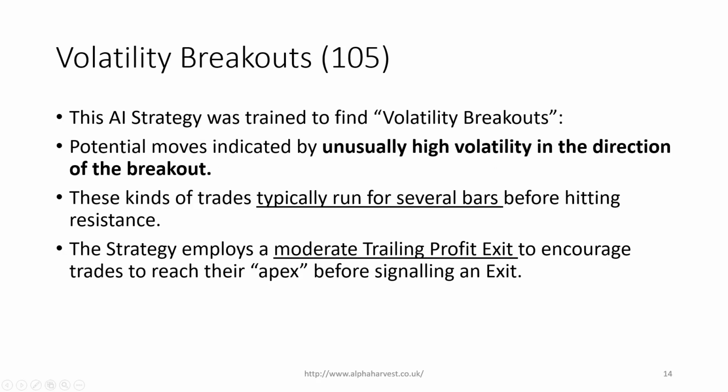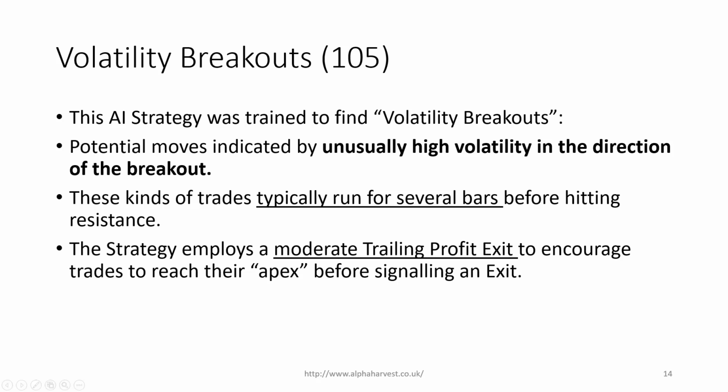The next one we're going to use is volatility breakouts, code 105. That's the AI identification number. This AI strategy was trained to find volatility breakouts, potential moves indicated by unusually high volatility in the direction of the breakout. These kinds of trades typically run for several bars before hitting resistance. This strategy employs a moderate trailing profit exit to encourage trades to reach their apex before signaling exit. So we need the stock to climax when it reaches its profit target.